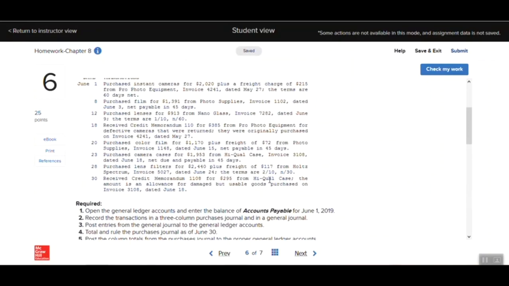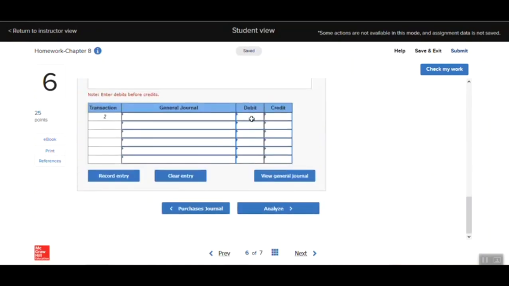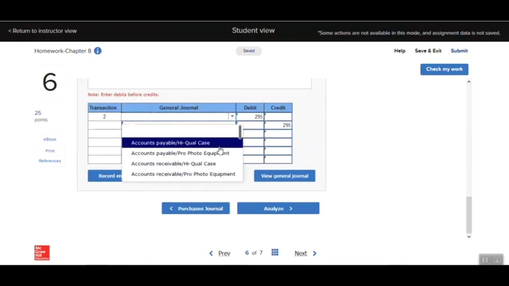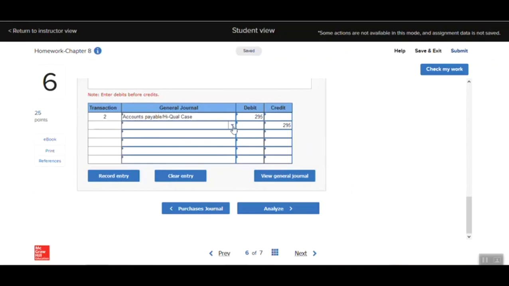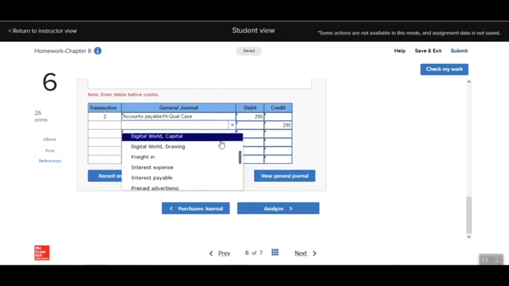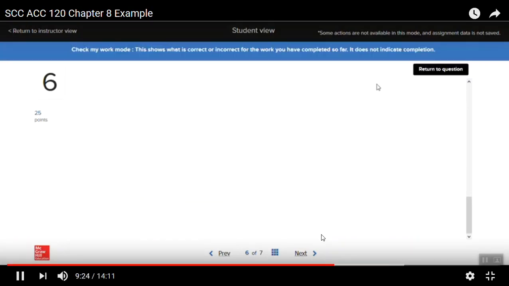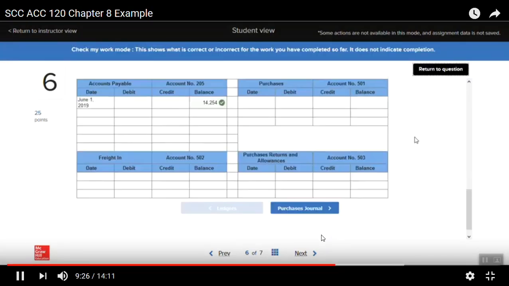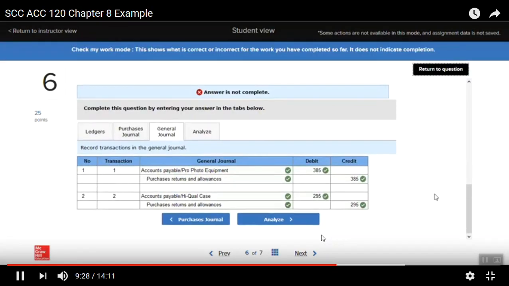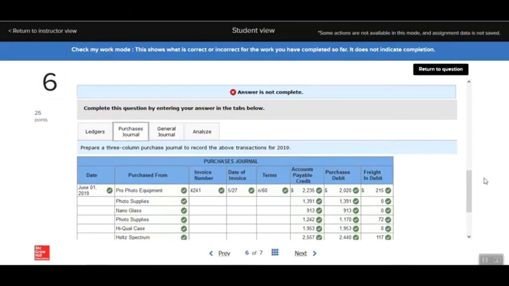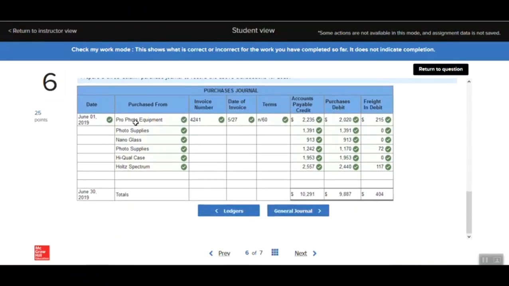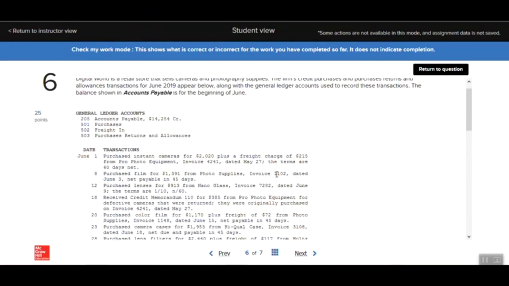And let's see, that was to High Qual for $295. So we're debiting accounts payable, crediting purchase returns and allowances, and checking to see that we've got it all in there correctly. And that's what yours should basically look like when you finish yours. So we finished our journals, our purchases journal and our general journal.